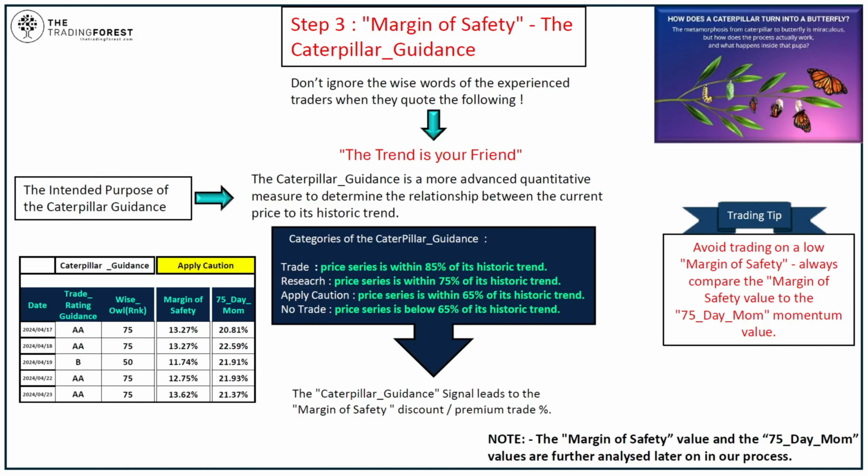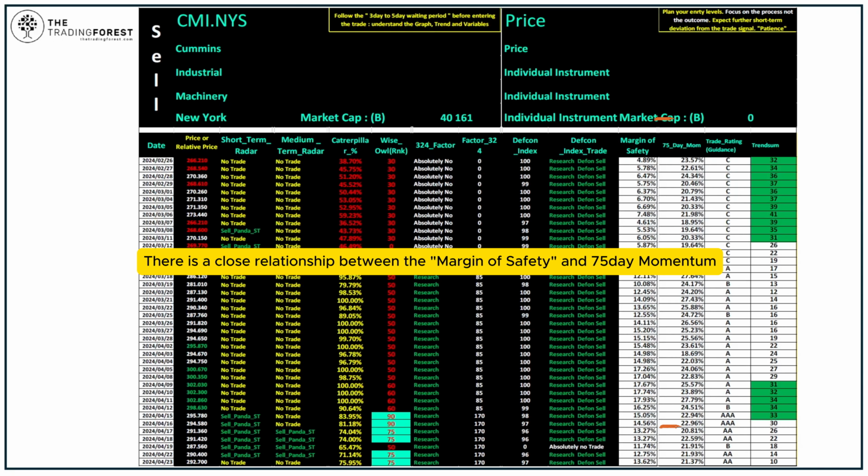The trend is your friend. The Caterpillar guidance is a more advanced quantitative measure to determine the relationship between the current price and its historic trend. Avoid trading on a low margin of safety and always compare the margin of safety value to the 75-day momentum value. Margin of safety and the 75-day momentum values can be found on the main page with all the variables. We can clearly see that the 75-day momentum exceeds the margin of safety.